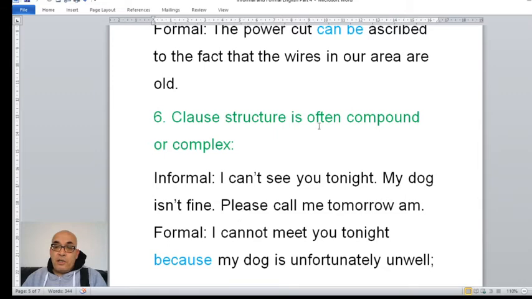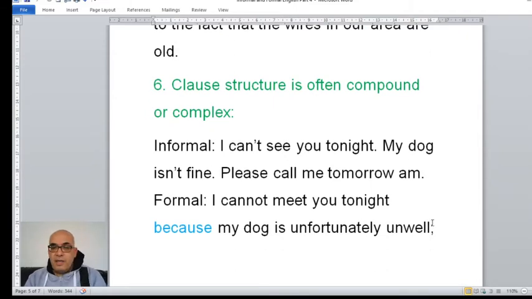Clause structure is often compound or complex in formal English. The sentences can be compound or complex. Informal: I can't see you tonight, my dog isn't fine, please call me tomorrow AM. So we use a sentence, full stop, a sentence, full stop, a sentence, full stop. This is what? Informal. But formal English, I use: I cannot meet you tonight because my dog is unfortunately unwell.